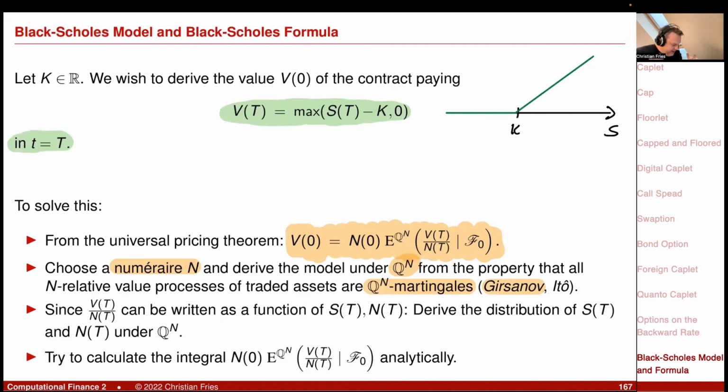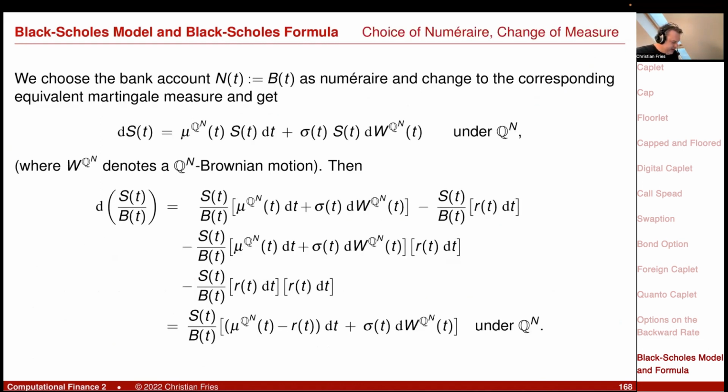Okay, so then if I have this under this probability measure, I just write this quantity as a function of my model objects, as a function of my S and my B. Of course, my numeraire is now my B, and then I calculate this expectation. I could calculate it numerically, but maybe here I can calculate it analytically. So let's do this very quickly.